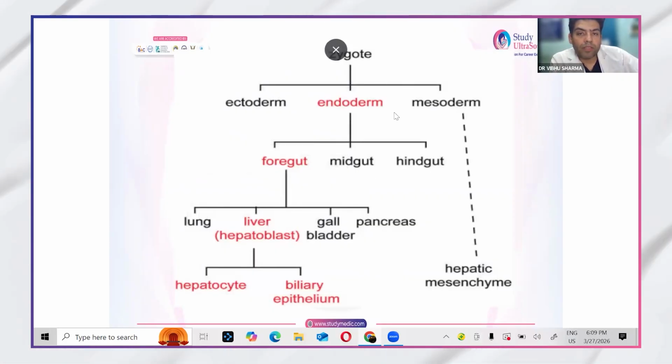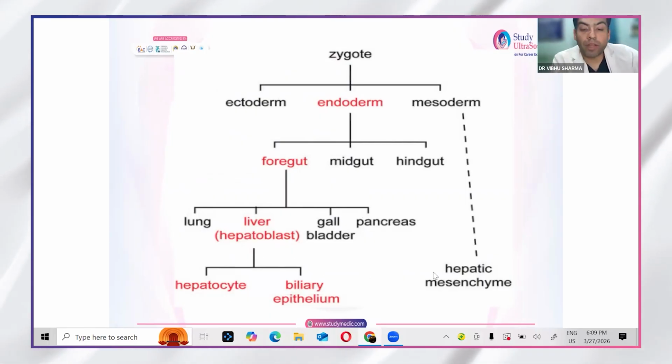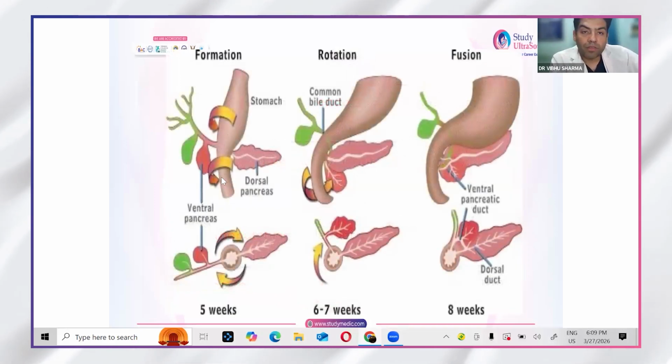This is just a table: the zygote forms ectoderm, endoderm, mesoderm; foregut, midgut, hindgut from the endoderm. Then the foregut forms lung, liver, gallbladder, and pancreas. So pancreas is basically a foregut structure. Liver hepatoblast forms hepatocyte and biliary epithelium, whereas mesoderm only forms the hepatic mesenchyme. To illustrate in a diagram, you can see the ventral and the dorsal pancreas keep rotating around the second part of duodenum, and then they fuse together.